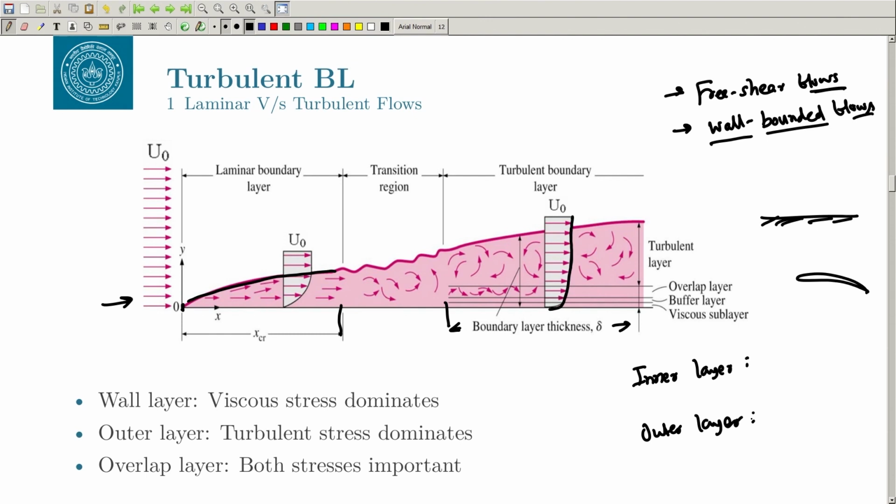I'll discuss those inner layers, but you can further divide this inner layer into two parts, and that typically accounts for about 15% of your boundary layer thickness. You can divide it into two parts. One is very close to the wall, and that is called the laminar sublayer or viscous sublayer. I will use the word viscous sublayer, because the viscosity plays the most important role here.